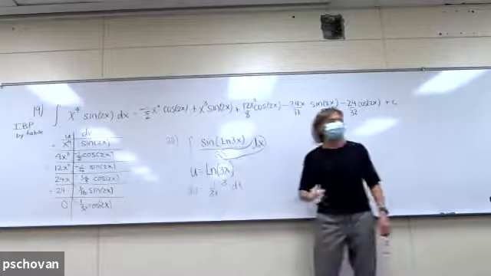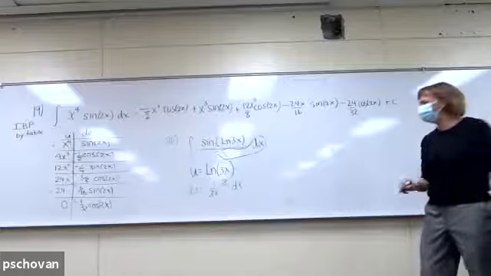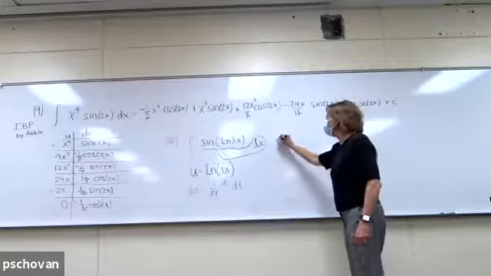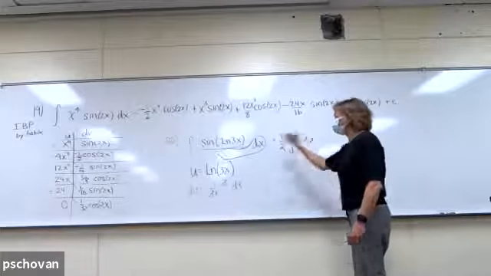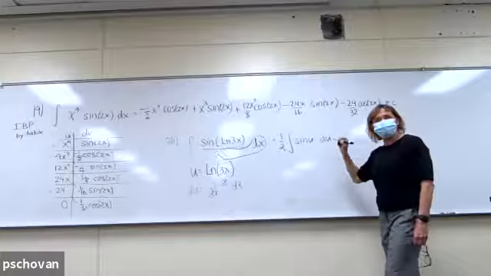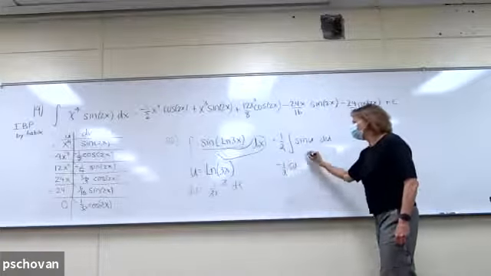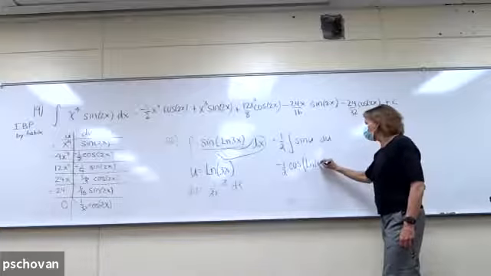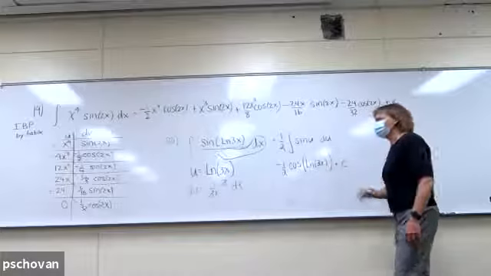So what do I do with that pesky 2? Pull it out. Comes out as a half. So we have 1/2 the integral of sine of u, and then the 1 over x dx is just du. The integral of sine of u is minus the cosine of u, and u was the natural log of 3x. Two-liner.